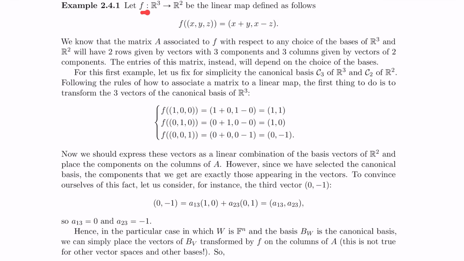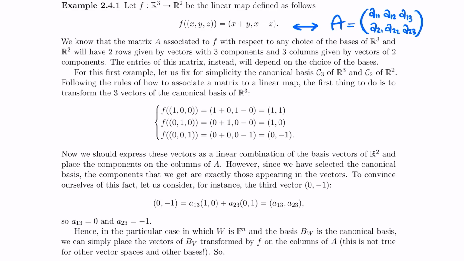Let's consider this linear map f from R3 to R2. f maps the generic vector of R3 written as (x, y, z) to the vector of R2 with the components x plus y and x minus z respectively. Notice that independently of the basis of R3 and R2 that we will fix, the matrix A associated to the linear map f will have 3 columns and 2 rows. However, of course, the entries of the matrix will depend on the choice of the basis.